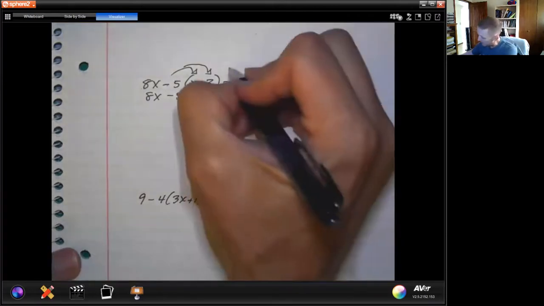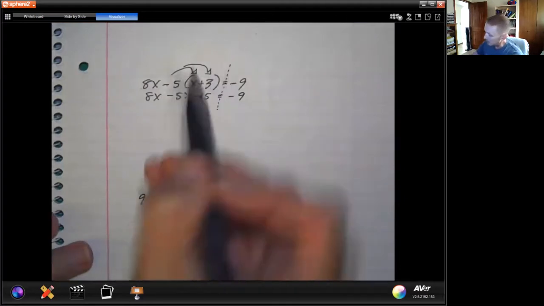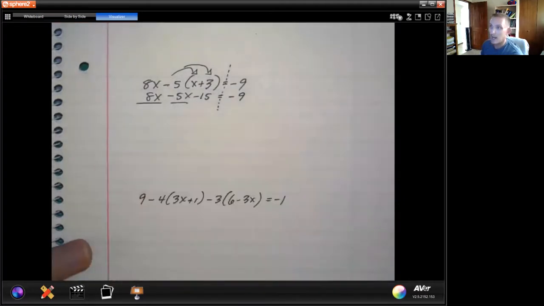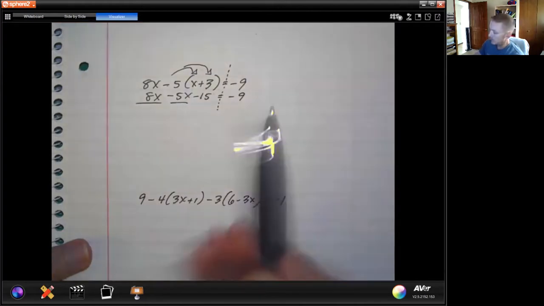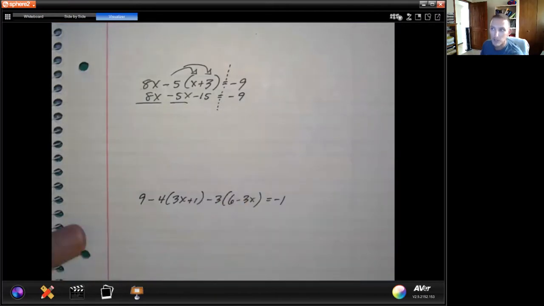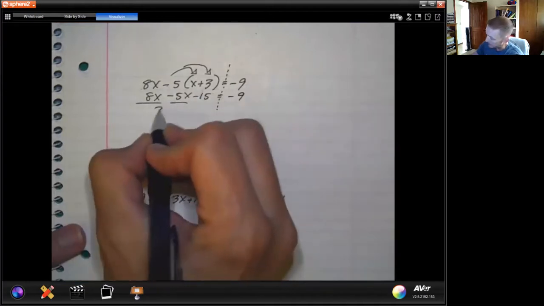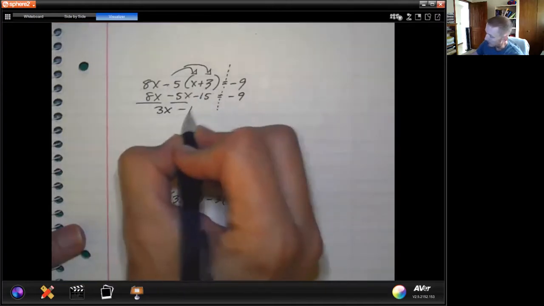Now remember, we talked about the barrier. This equal sign is a barrier. You cannot do anything through the barrier. You can move things around it, but you can't do anything through the barrier. Step 2 in your notes, if you're looking at them right now, says combine like terms on the same side of the equals. So on the left side of the equals, I have like terms 8x, -5x. The -15 and the -9 are not allowed to combine because they are not on the same side of the equals. So let's combine the 8x and the -5x, giving me 3x. Bring everything straight down.